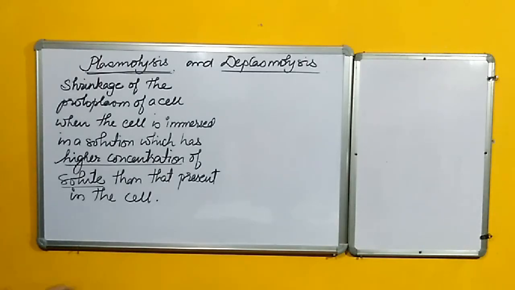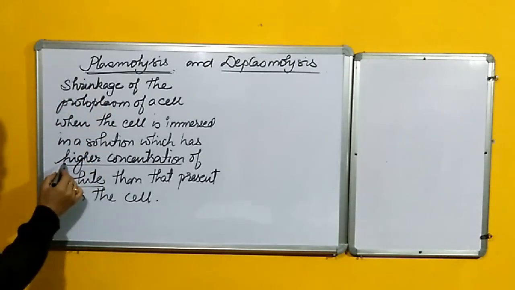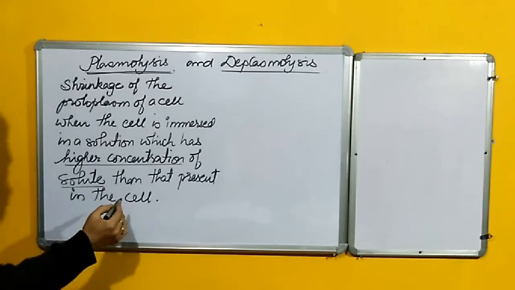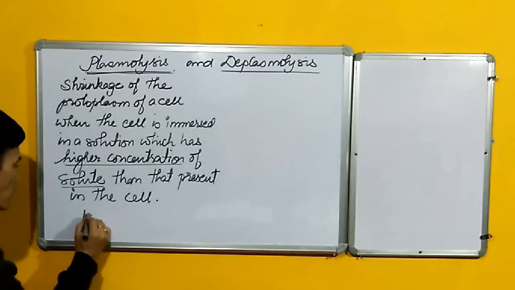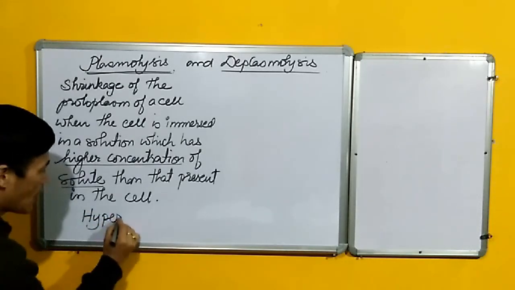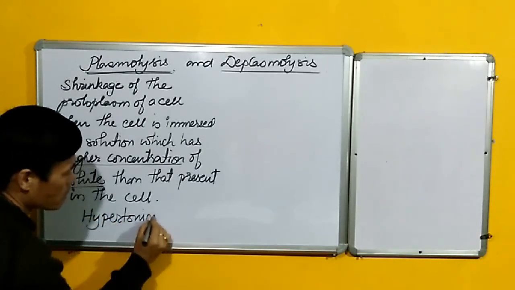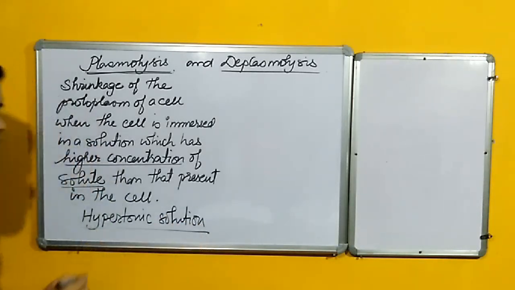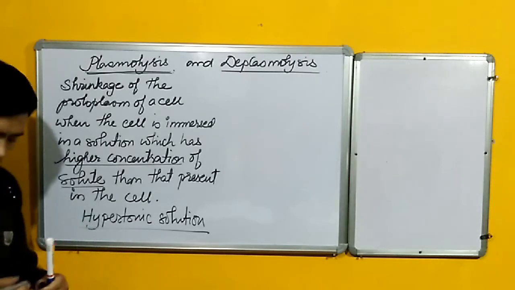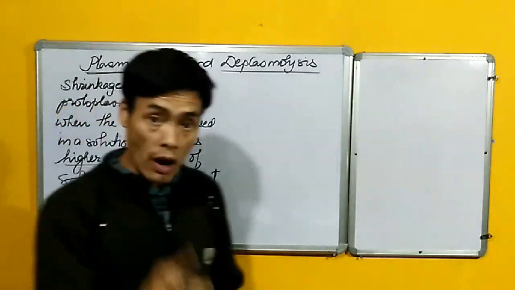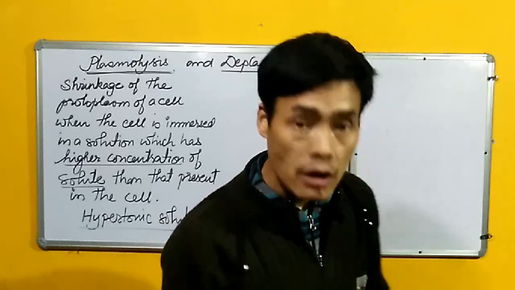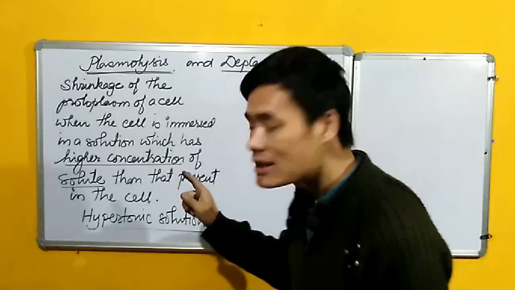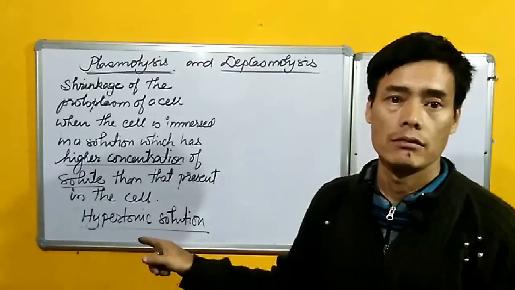plasmolysis. And such a solution which has higher solute concentration than the cell is called a hypertonic solution. Hypertonic solution. So what is a hypertonic solution? A hypertonic solution is one which has a higher concentration of solute than that present in the cell.